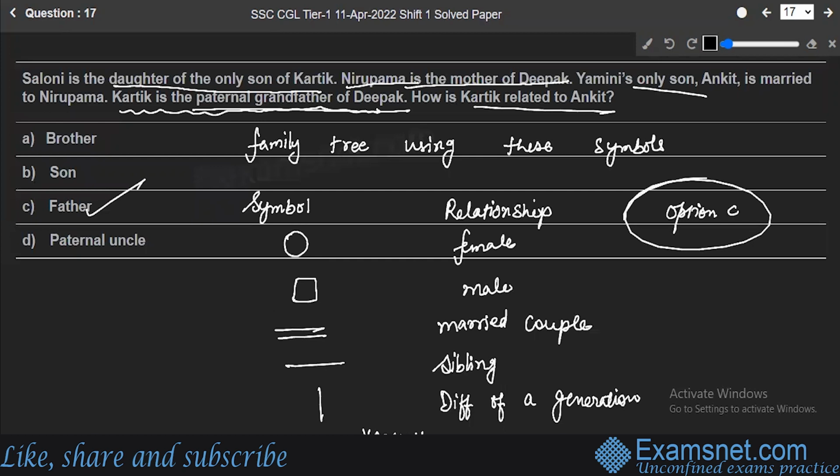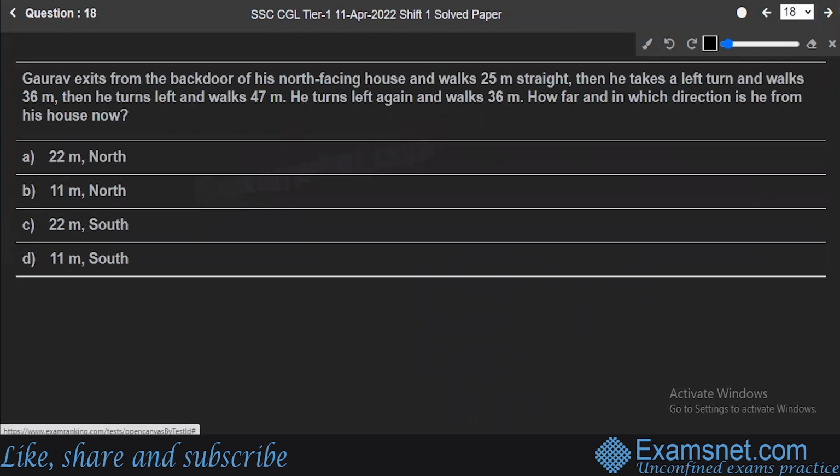Next question number 18. Gaurav exits from the back door of his north-facing house and walks 20 meters straight. Then he takes a left turn and walks 36 meters. Then he turns left and walks 47 meters. Then he turns left again and walks 36 meters. How far and in which direction is it from his house? Now, you must have the idea of the directions. I hope you know this is north, here is south, here is east, and here is west.